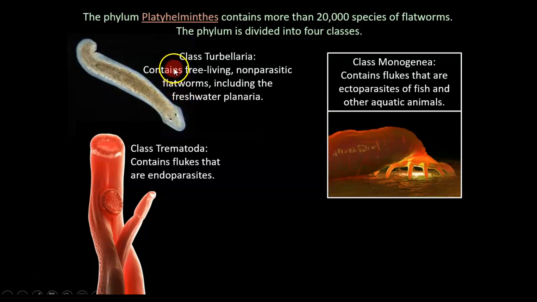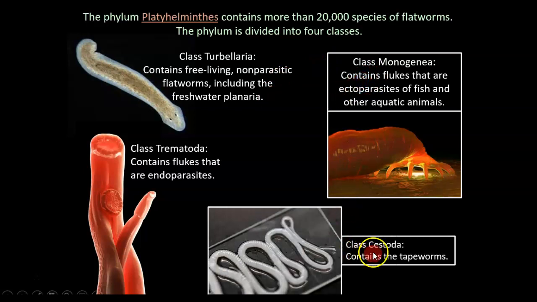There's class Turbellaria, and it contains all the free-living non-parasitic flatworms, like the planarian that we watched the video of. There's Trematoda, which contains the flukes that are also endoparasites. Monogenea contains the flukes that are ectoparasites, and usually on fish or other aquatic animals. And then finally there's class Cestoda, which contains the tapeworms.